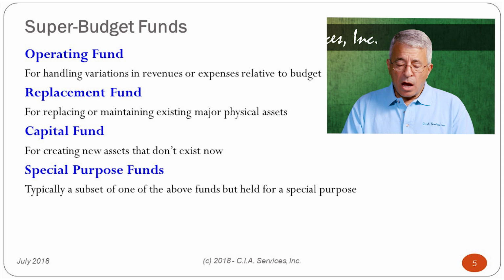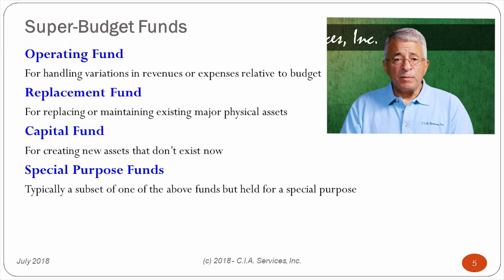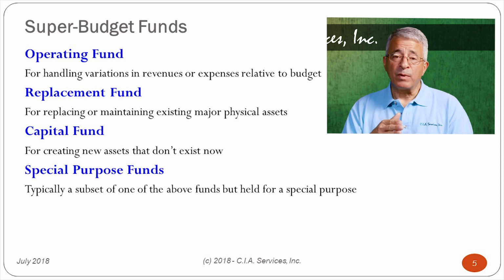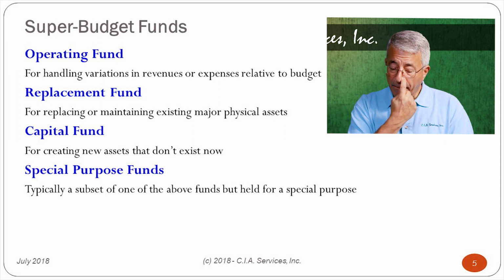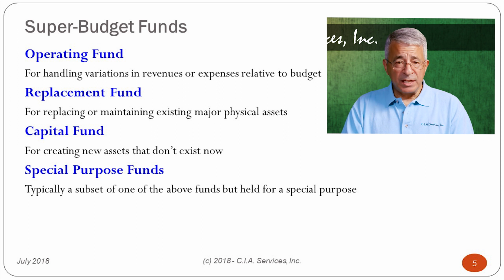Well, let's now go ahead and talk about the concepts of funds. That's what makes a super budget interesting, is the funds. There are 4 specific funds, as you see. The first one is an operating fund. The purpose of an operating fund is for handling those fluctuations between what you thought was going to happen in your budget and what actually happened. Maybe you overran, maybe you underran. That's an operating fund. The second fund is called a replacement fund.